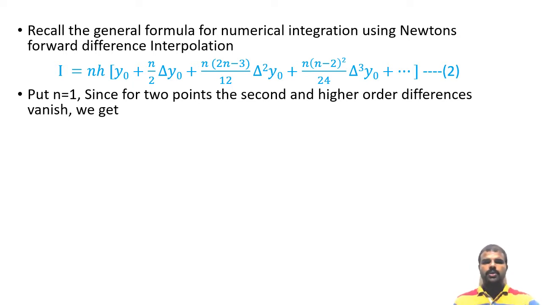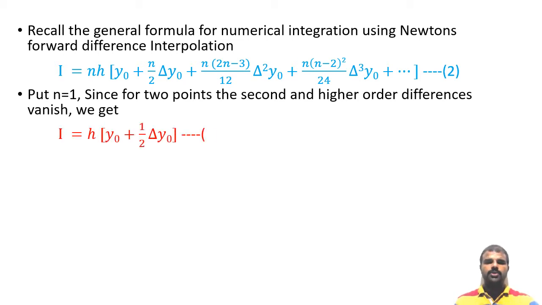So in the present case we are going to make a substitution that n is equal to 1. So n equal to 1 means you have only the boundaries, 0th point and first point. Since for 2 points the second and higher order differences will vanish, we have only 2 points, say x0 y0 and x1 y1, then you can find out only the first difference. Alright, so due to that reason all the terms containing higher differences, delta squares, delta cube, etc.